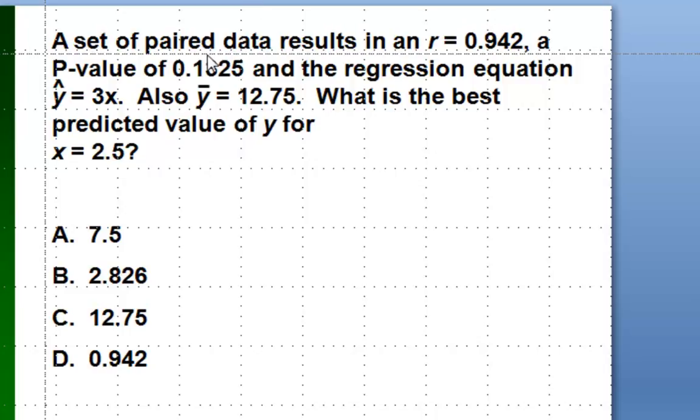So we have to think about this. If we're using, say, a significance level of 0.05, then we would compare that to our p-value. 0.1325 is greater than 0.05, so that would say that there's not enough evidence to show that there's a linear correlation. That means that the best predicted value of y for any x value is just the sample mean for y. So our answer for this would be C, the 12.75.